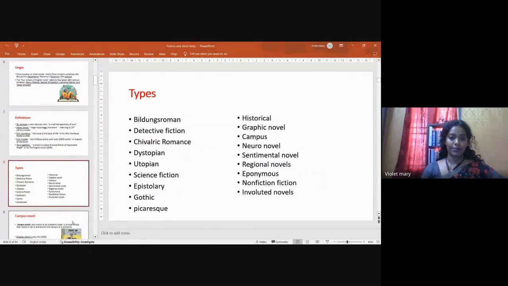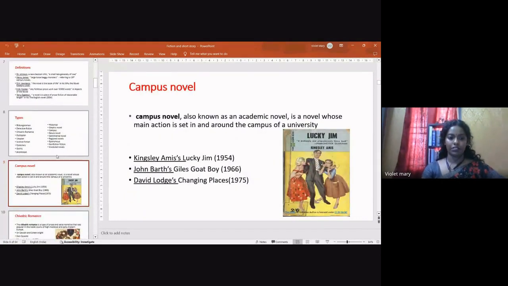And then you have different types of novel fiction. So you have Bildungsroman, detective fiction, chivalric romance, dystopian, utopian, science fiction, epistolary, gothic, picaresque, historical, graphic, campus, neuronovel, sentimental novel, regional novels, eponymous, non-fiction, involuted novels. I have given much of these types in my PPT. Other than these, you have to go and collect some information on that.